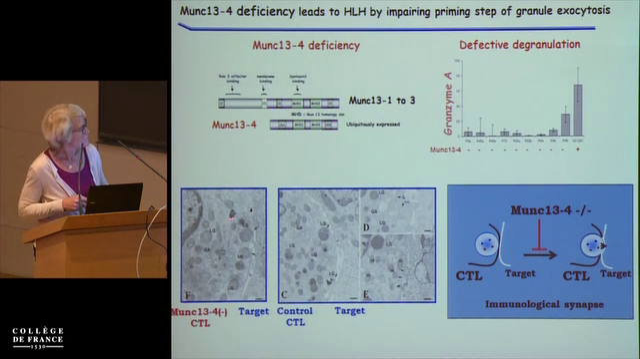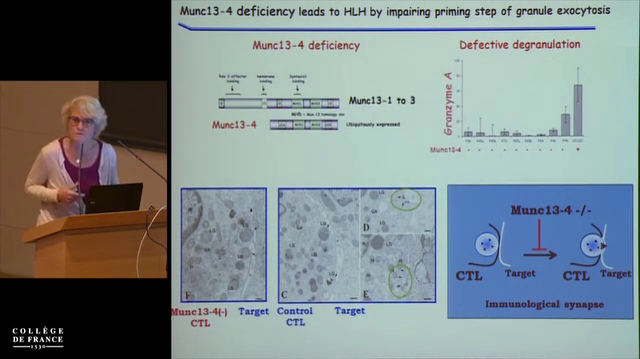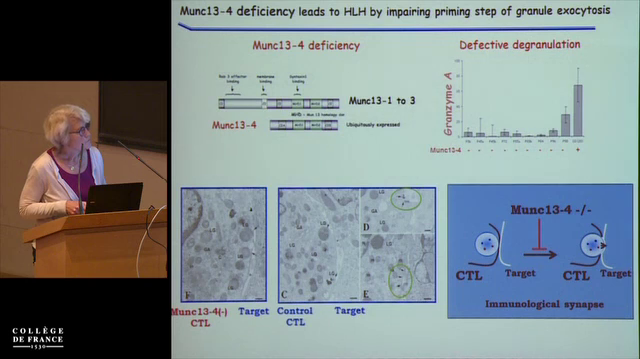But this time, in absence of MUNC13-4, lytic granules, as you can see here, have been able to reach the plasma membrane at the immunological synapse and are tightly docked. But in contrast to what can be seen in control cytotoxic cells, where fusion events of these granules can be seen as well as the release of the content into the small cleft, such events were never observed in absence of MUNC13-4, allowing us to propose that MUNC13-4 plays a role as a priming factor which confers to these cytotoxic granules the ability to fuse their membrane with the plasma membrane and release their contents.